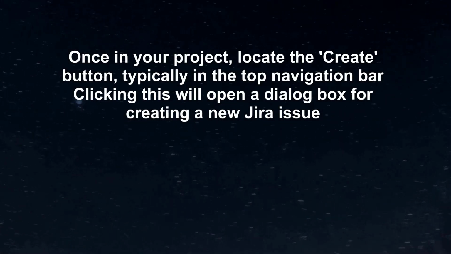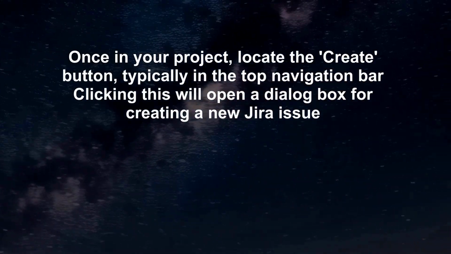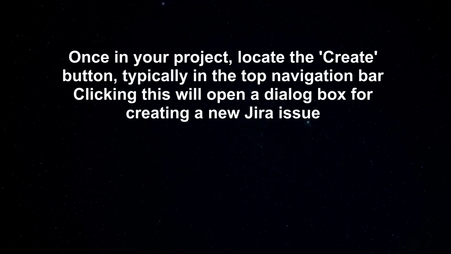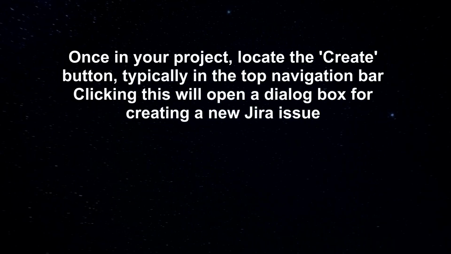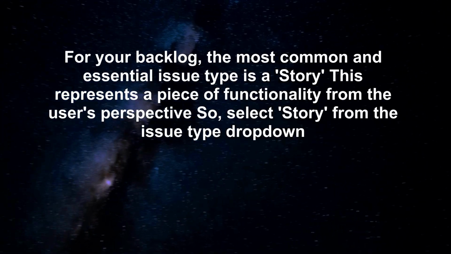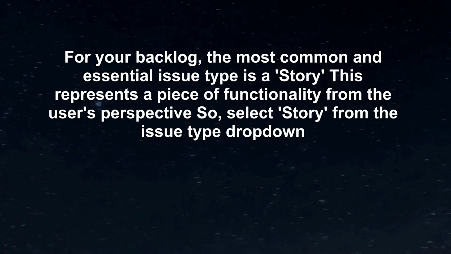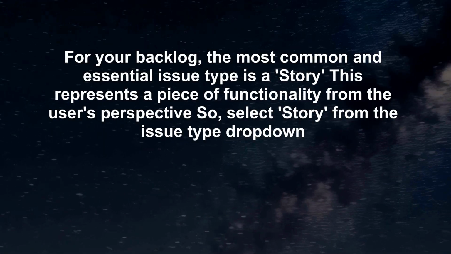Once in your project, locate the Create button, typically in the top navigation bar. Clicking this will open a dialog box for creating a new Jira issue. For your backlog, the most common and essential issue type is a story. This represents a piece of functionality from the user's perspective, so select Story from the Issue Type drop-down.